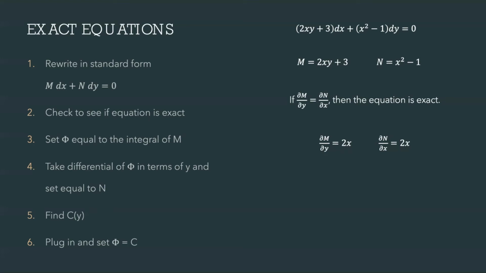If it's exact, we can move on to my steps, and if it wasn't, then we'd have to solve it a different way. So going on to step 3, we set phi equal to the integral of m. Then we would have to solve and plug in m. So phi is equal to the integral of 2xy plus 3 dx. Solving that integral, we would get phi is equal to x squared y plus 3x plus c of y.